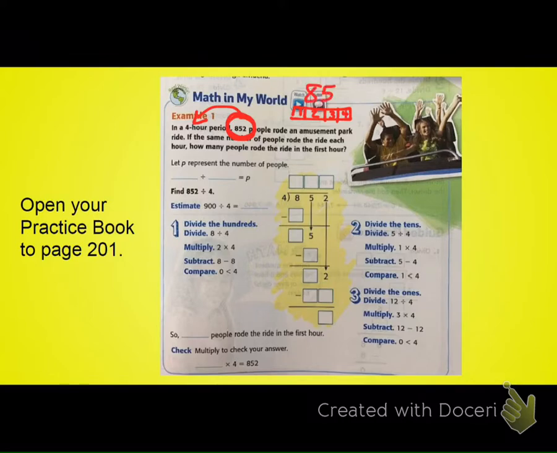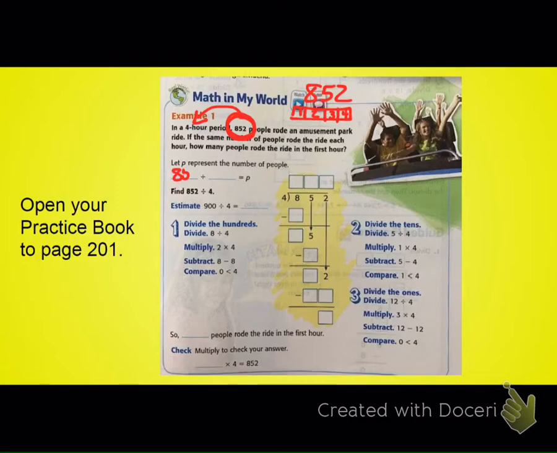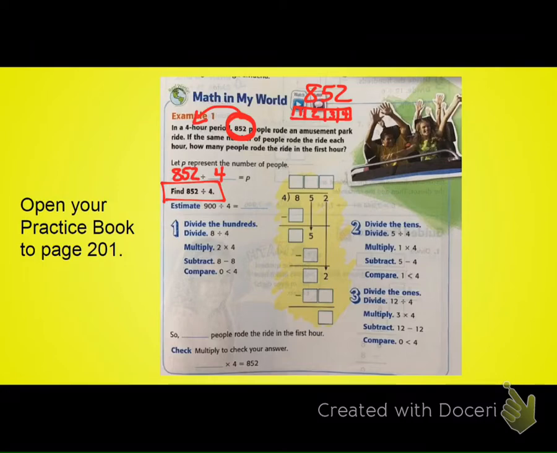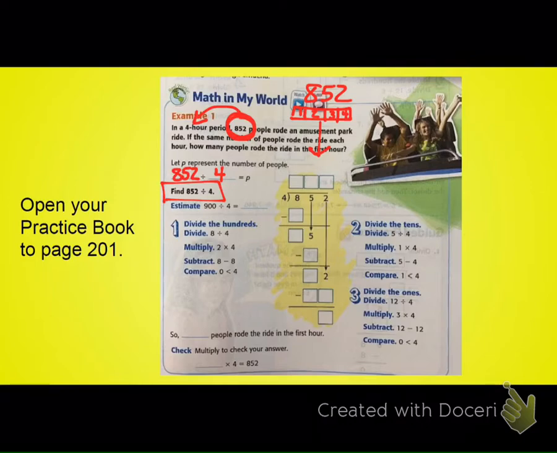Total of 852 people. So when we set our problem up, we're going to take that amount of people, the 852 people, and divide it by the number of hours. So as they have set it up here, 852 divided by 4. So they have taken that problem, they've set it up down here below, and we're going to go ahead and go through that same process that we have done before. We are going to divide, multiply, subtract, and then bring down. Those are our steps. Remember it. Live it, love it.